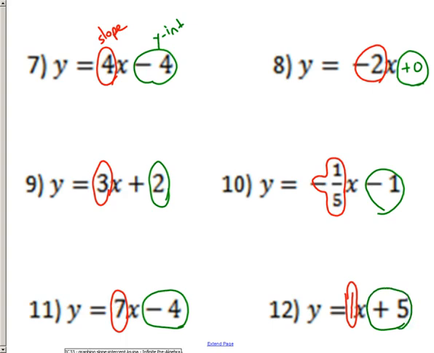Now, in the next lesson, we're going to tell you how you can use the slope and the y-intercept to graph all of these equations.